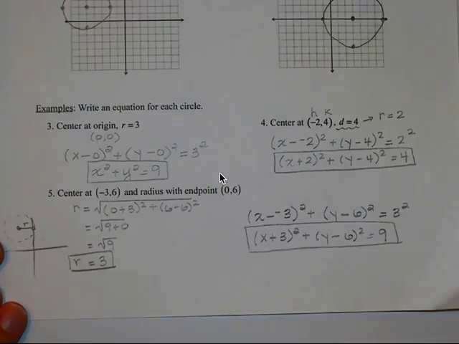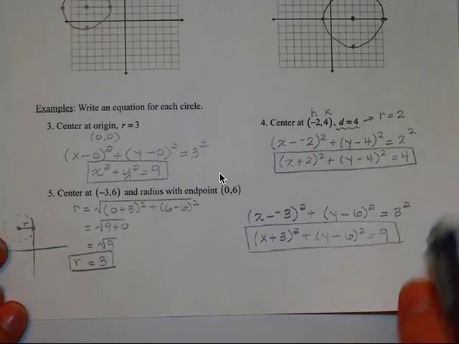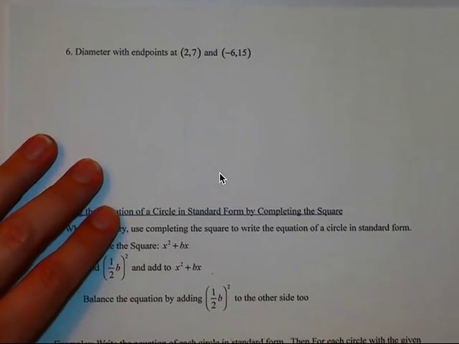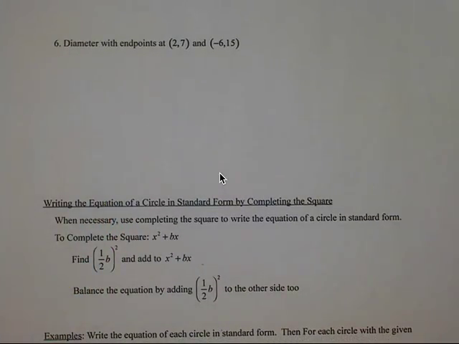If you flip your paper over to the back, there's another example asking us to write the equation of a circle. But this time we're not given either the radius or the center of the circle. All we know is that the diameter of the circle has endpoints at (2, 7) and (-6, 15). Remember that the diameter is a chord, which runs through the circle but starts and stops on the circle, and it has to run through the center of the circle. So we can use the diameter to find both the center of the circle and the length of the radius.